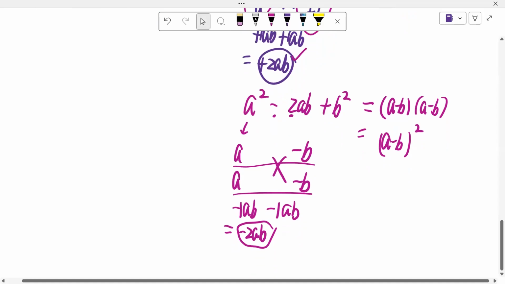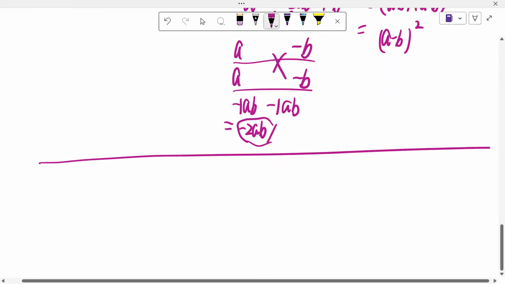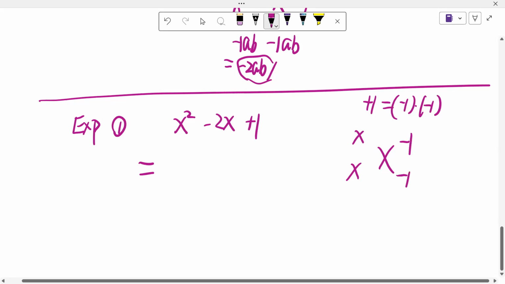And let's look at some examples. Example 1. We get x squared minus 2x plus 1. Right? So this is the perfect square. Again, we just break down x squared as x times x. Break down positive 1 as negative 1 times negative 1. Negative 1 goes here, negative 1 goes here.